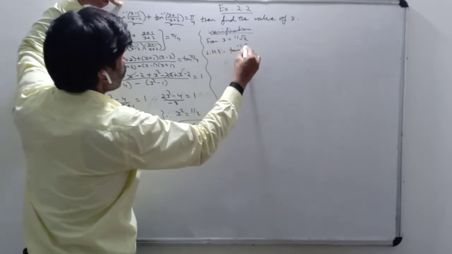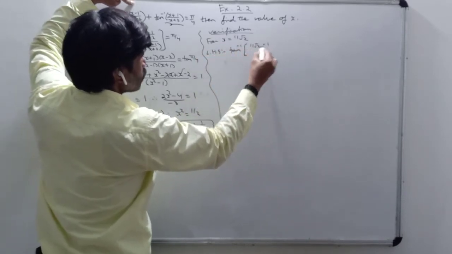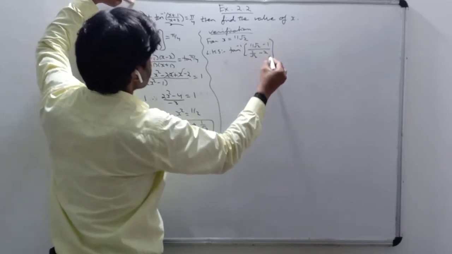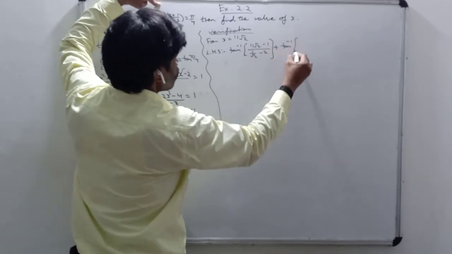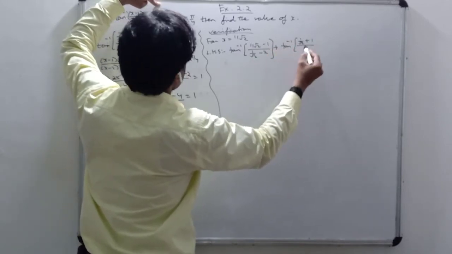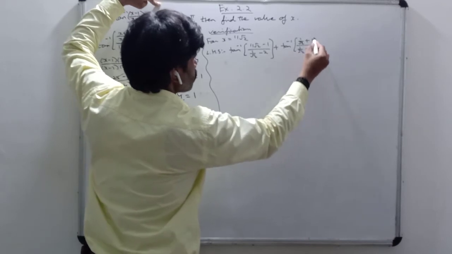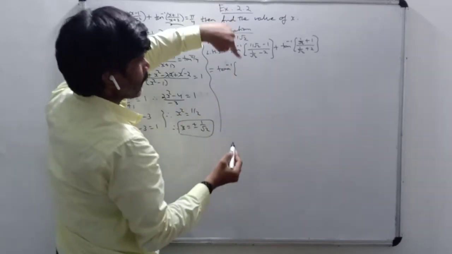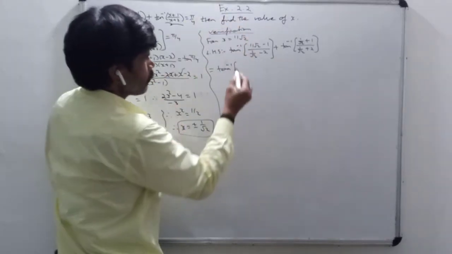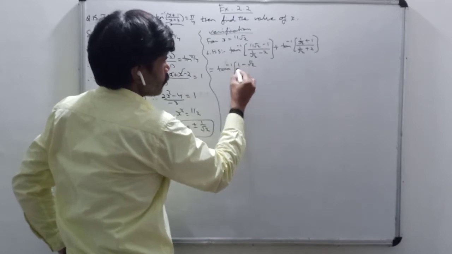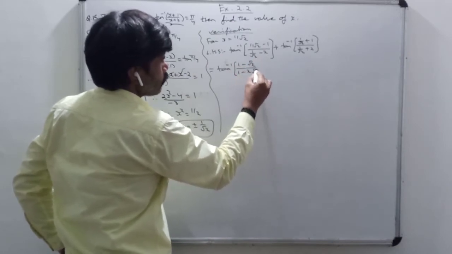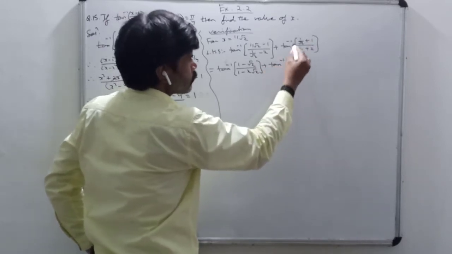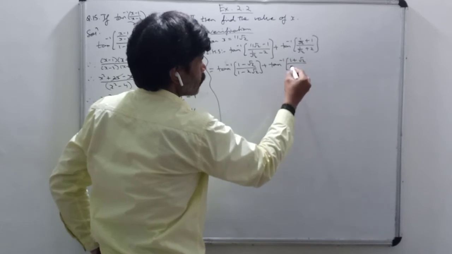Tan inverse of (1 by root 2 minus 1) upon (1 by root 2 minus 2) plus tan inverse of (1 by root 2 plus 1) upon (1 by root 2 plus 2). So that is equal to tan inverse of, now take the LCM. In the numerator also the LCM is root 2 and in the denominator also the LCM is root 2. So (1 minus root 2) upon (1 minus 2 root 2) plus tan inverse of, again here also we will take the LCM, so (1 plus root 2) upon (1 plus 2 root 2).